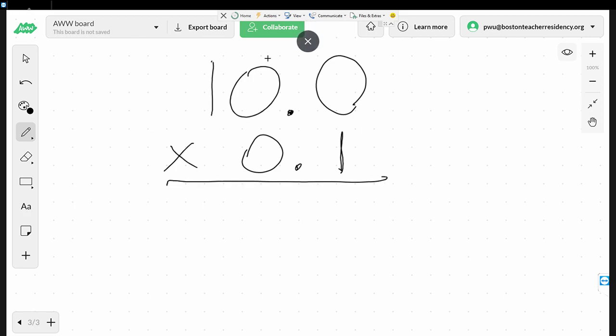So I'm going to multiply. 1 times 0 is going to be 0. 1 times 0 is going to be 0. And 1 times 1 is going to be 1. And then we bring our decimal straight down, right? And we get 10. Wait a second. If 10 times 0.1 is 10, then what's 10 times 1?